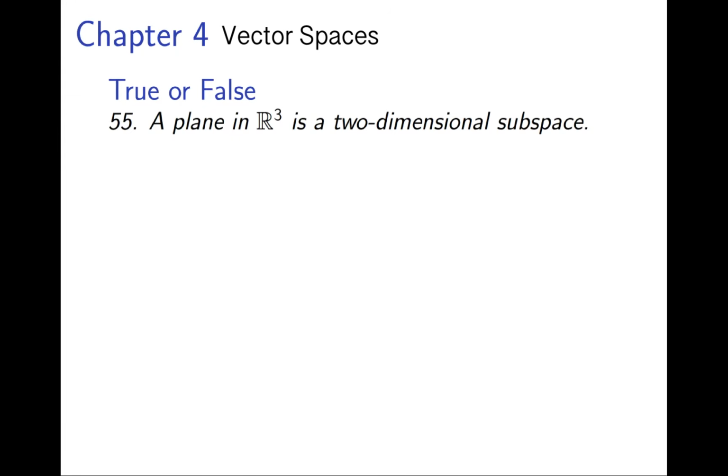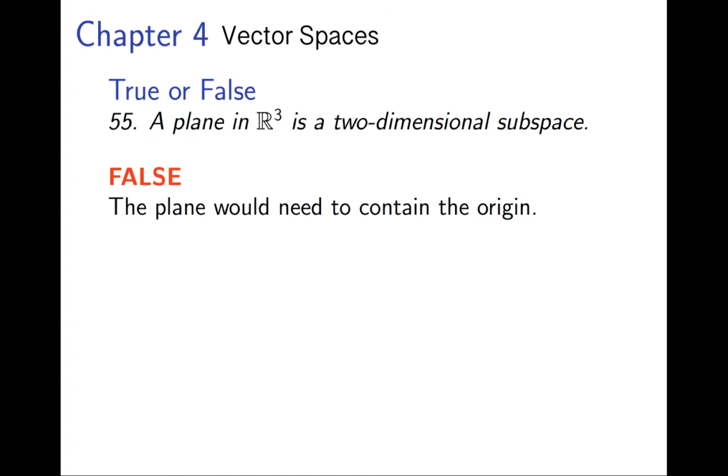Number 55. A plane in R3 is a two-dimensional subspace. This is false. The plane needs to contain the origin. A plane in R3 that doesn't go through the origin is not a subspace, right? What are the conditions of a subspace? First it has to contain the zero vector, right? So it's important. A plane through the origin in R3 is a two-dimensional subspace, but not all planes are.